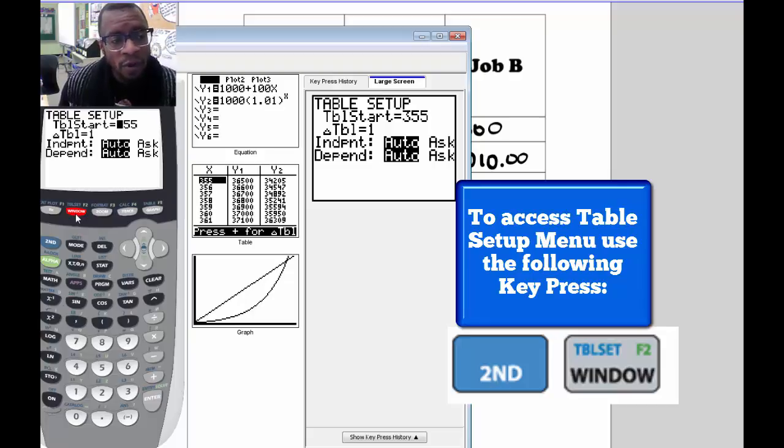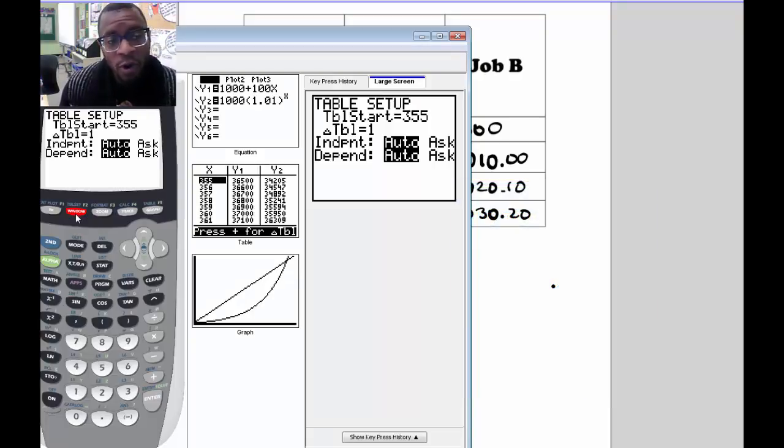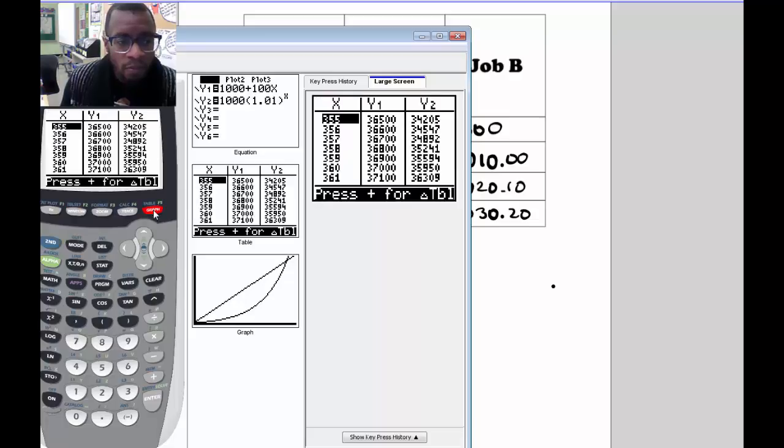And if you notice, we have table start where we want to start our table. So here you're going to put in that value. Let's use 355 because that's a little bit lower than 364, and then we can just scroll through our values to find the information that we need. Okay, so you're going to input that value of 355, and then you're going to go back to your table, and it will give you the values that you need starting from 355.